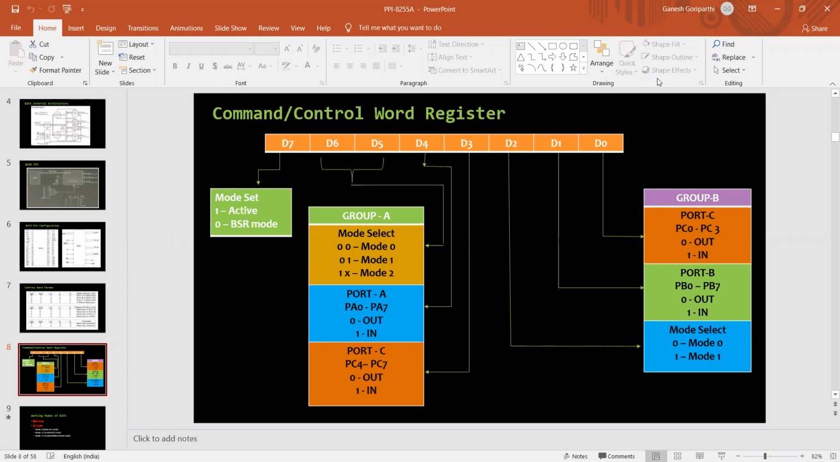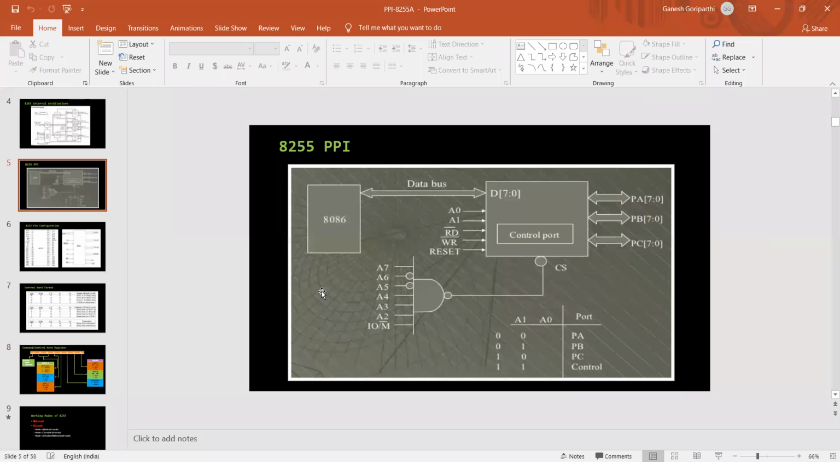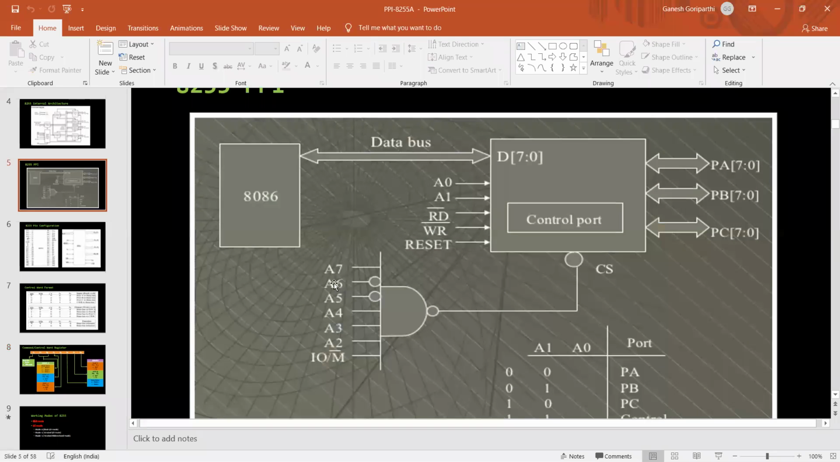Hope the point is clear now. Let me give you more clarity. See, when these values A0 and A1, here you have the read write control logic, when these two values are equal to 1, then by using the 8086 we will be sending the command word through the data bus to this 8255. Okay.